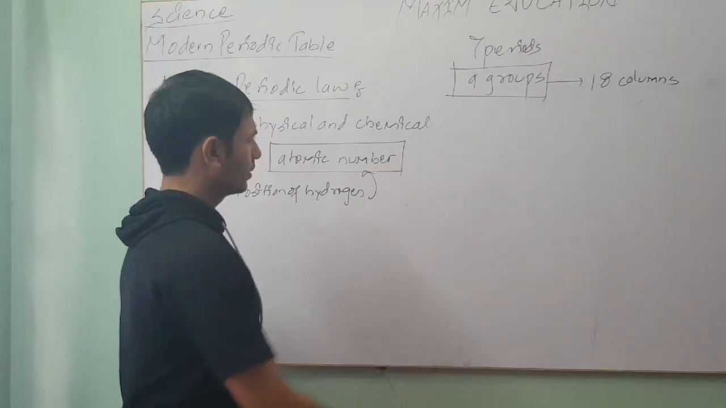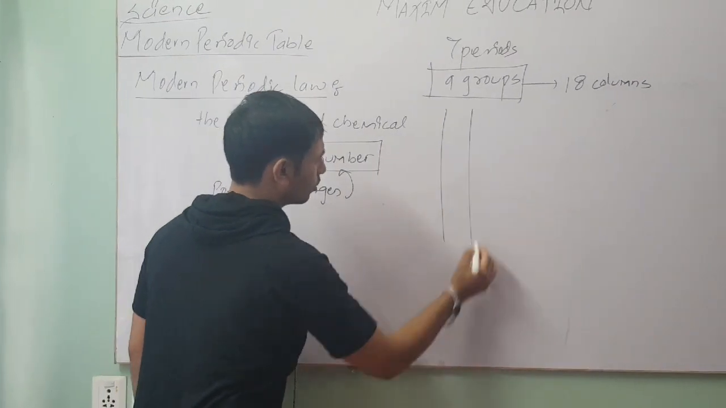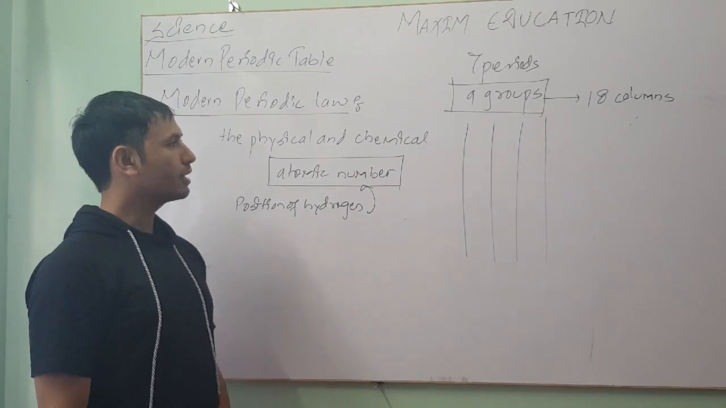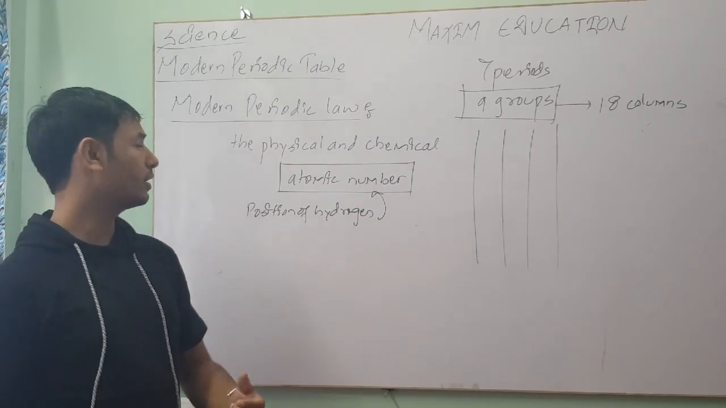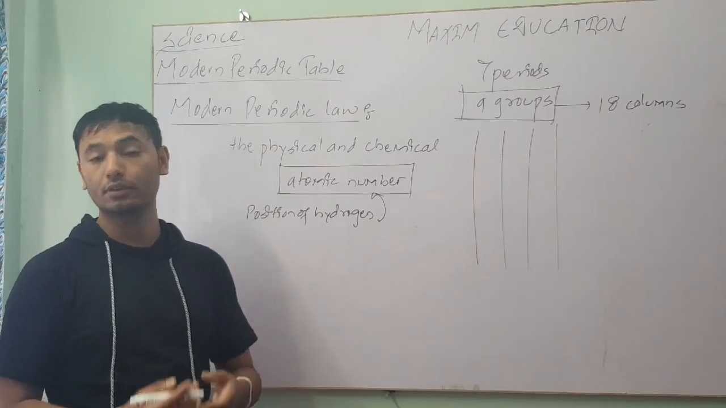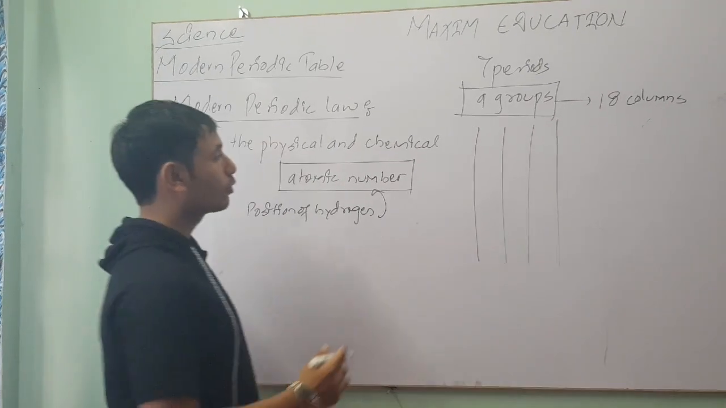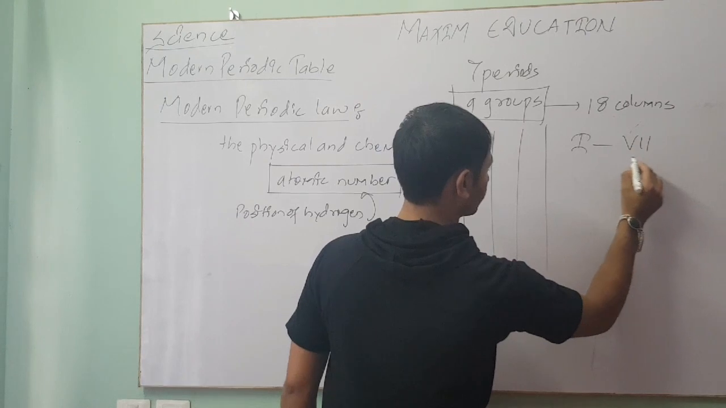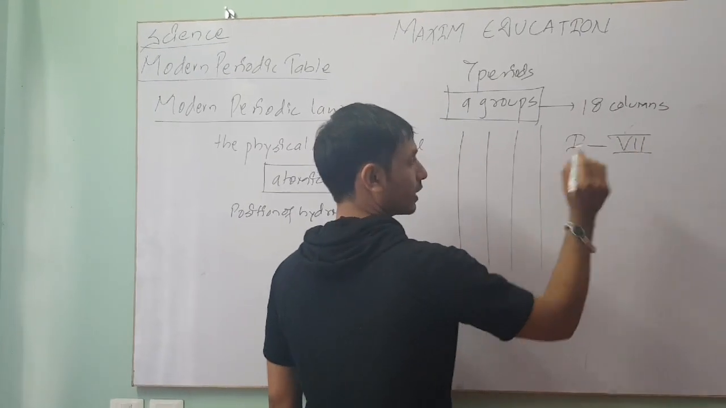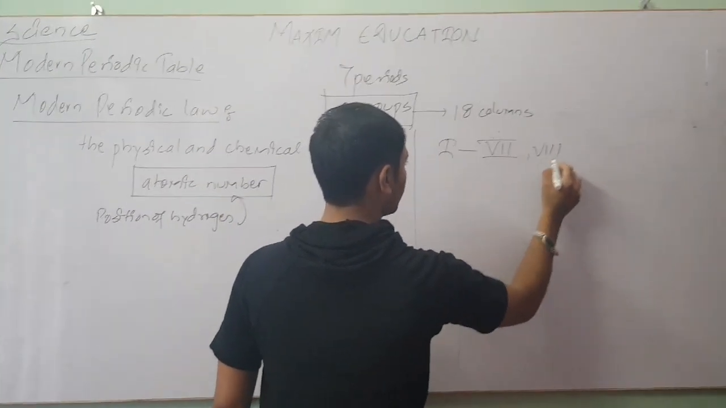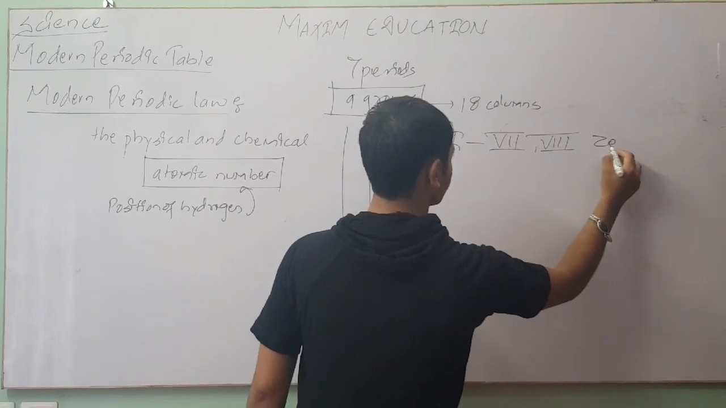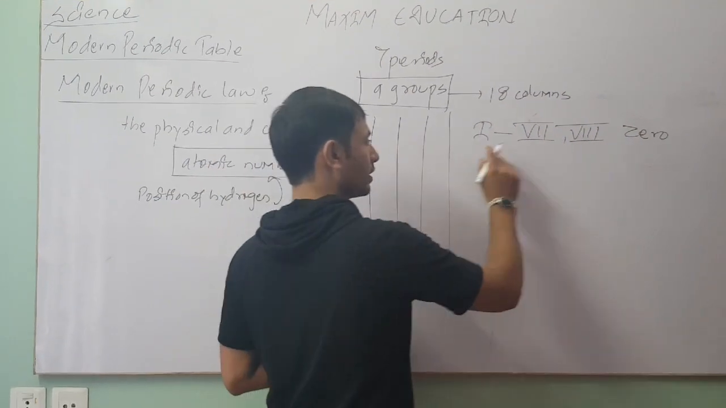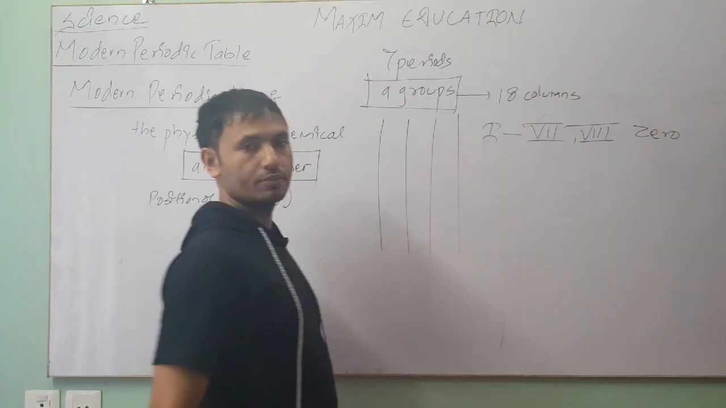There are 18 columns. यस्तो खालको 18वटा कोलमहरु हुन्छ मोडर्न पिरियोडिक टेबलमा. तर हामी के भन्छौं, there are 18 groups भने. There are not 18 groups, there are 9 groups. Starting from group first to group 7, and group 8 and 0 group. It means 7 from here, 8, 9 groups are there.